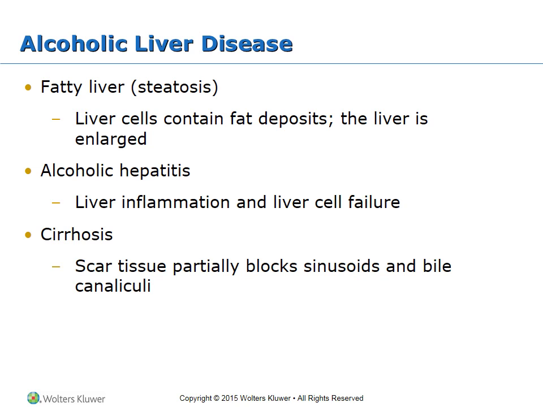Alcohol liver disease. So what we see with that a lot of times is a fatty liver. The liver itself will be enlarged with that. With alcoholic hepatitis, we have liver inflammation and liver cell failure. And then we also have an issue with cirrhosis. And cirrhosis is actually scar tissue of that liver that's starting to block off the blood flow and the bile flow within the liver itself.